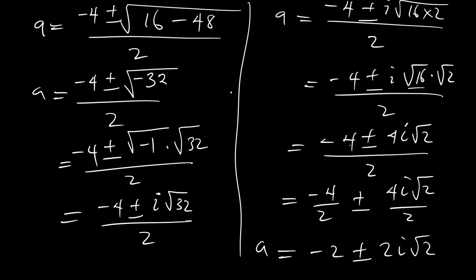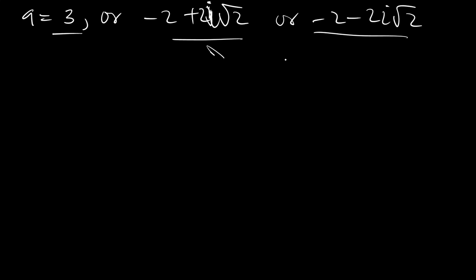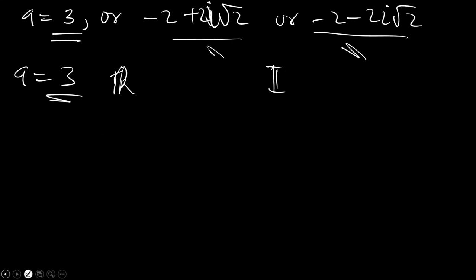Now, if it happens that they don't want the answers in complex numbers, they want just real numbers, then a is equal to 3. That is it. For real numbers, a is 3. If they want both imaginary numbers, you can now include these. So that is the end of this problem.